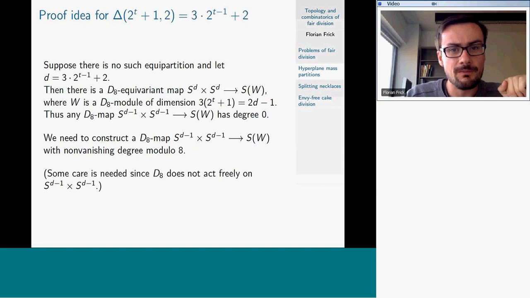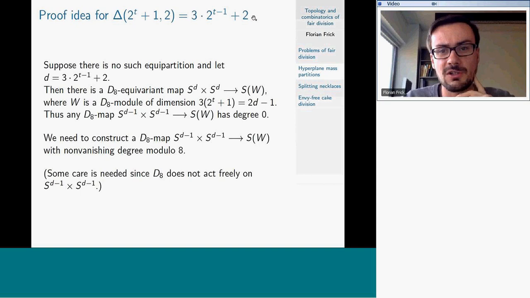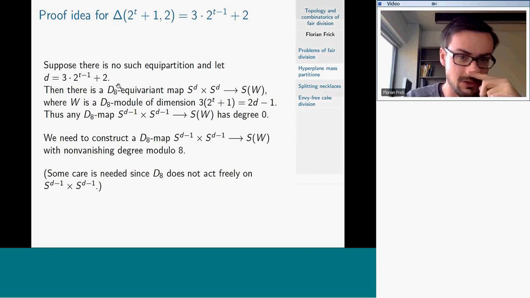Okay. So one of these things, that you have 2^t plus 1 or 2^t or 2^t minus 1 masses: why do these number theoretic conditions show up? Well, I'll outline one idea for you, just to see where the number theoretic conditions come from. This is for 2^t plus 1 masses in hyperplanes, and we want to show that this is possible in Euclidean space of dimension 3 times 2^(t-1) plus 2. Okay, this is not possible. For this dimension, there are masses that you cannot equipartition into four equal pieces.